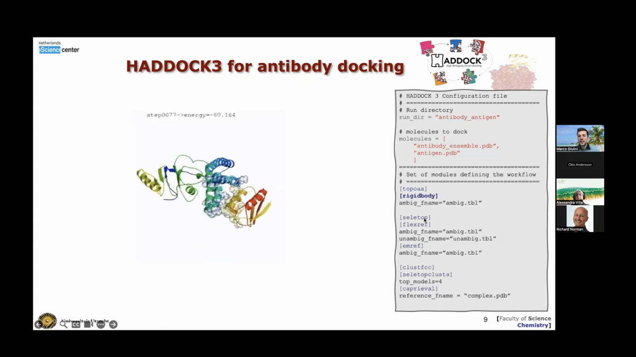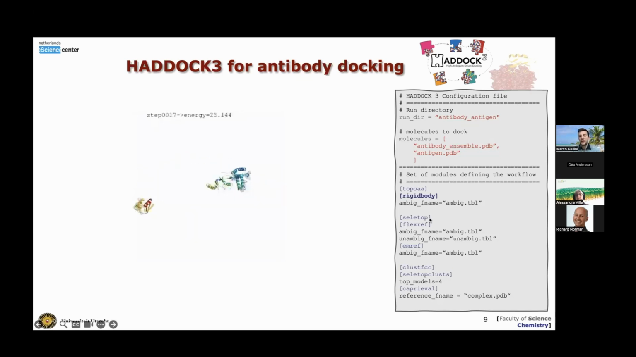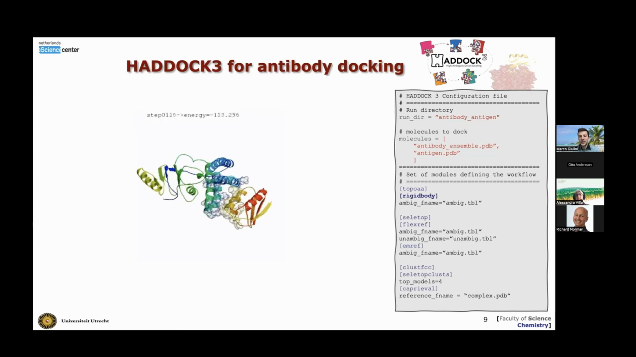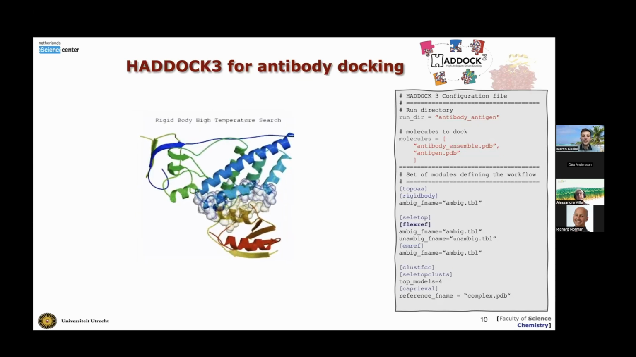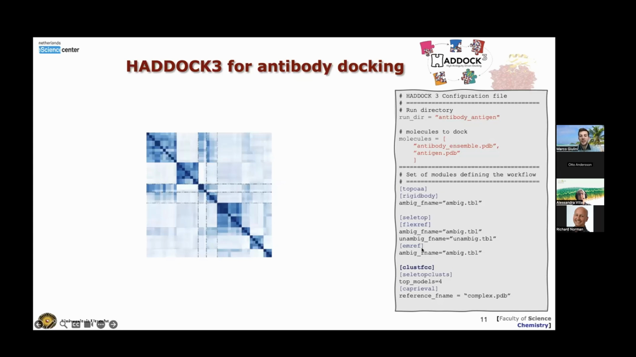And then we have this seletop module in which only a fraction of these models, typically 200, is selected for the flexible refinement. The next stage is a molecular dynamics step in torsion angle space, in which both the side chains and the backbone of the amino acids at the interface are allowed to move and to find their preferred conformational arrangement at the interface itself. Of course, always minimizing the energy. Then we have a short energy minimization of the model, and we cluster them, typically using the fraction of common contacts in the models. So we want similar models to be clustered together to improve our statistics.